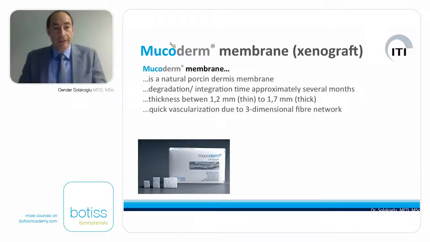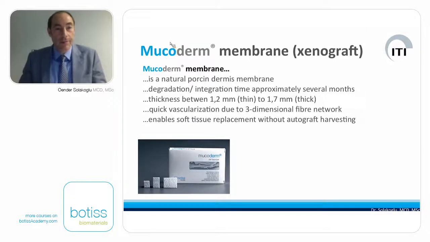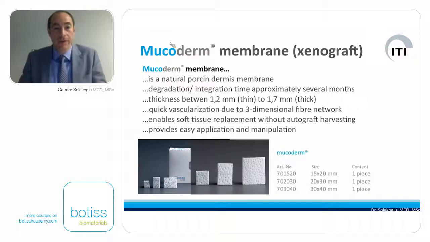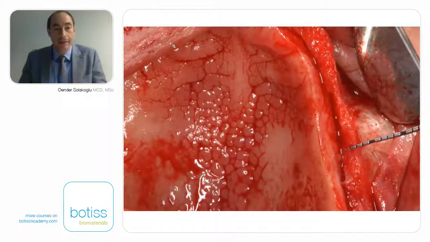It has also a quick vascularization because it has a three-dimensional fiber network and enables even soft tissue replacement and mucogingival surgery, in some cases even without harvesting an autograft. It's also very easy to apply and manipulate, as you can see later on during the cases. It comes in three different sizes and it's very easy to handle.